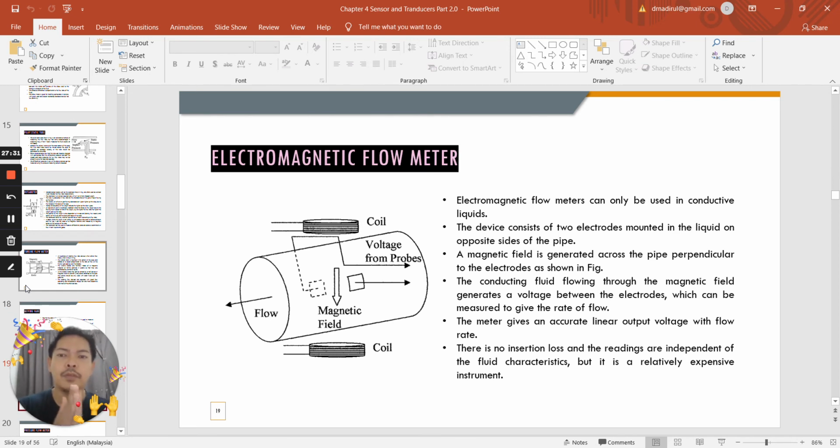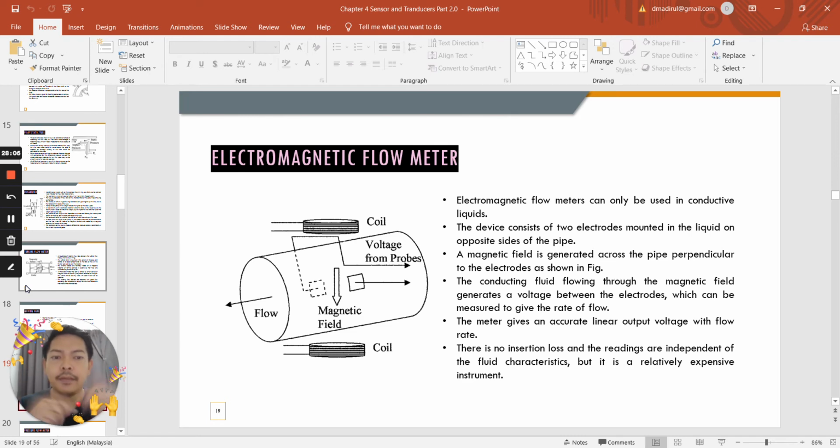Another type of flow measurement is the electromagnetic flow meter. The electromagnetic flow meter can only be used in a conductive liquid. So you must remember the name itself shows that this type of flow measurement can only be used in a liquid that is conductive in nature. The device consists of two electrodes. It has two electrodes mounted in the liquid on opposite sides of the pipe.